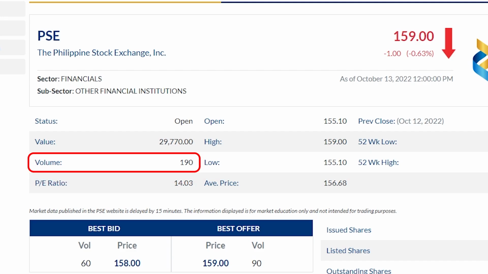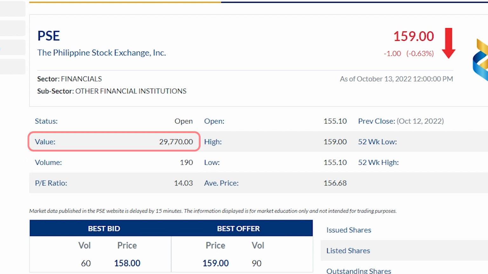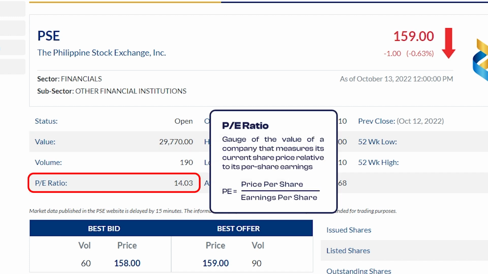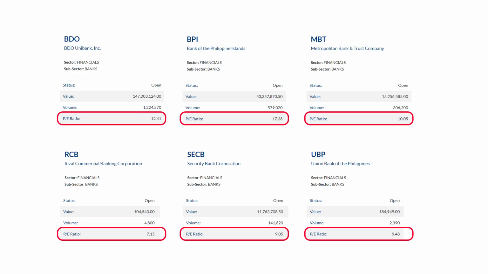The volume indicates the number of shares traded within the day. The value is computed by multiplying the volume by its stock price, representing the total amount traded for the day in Philippine pesos. PE ratio, or price-to-earnings ratio, is a gauge used for valuing companies. It is computed by dividing the stock's current price by its year-end earnings per share. The PE ratio of a company is viewed in comparison with the industry's PE or with the PE of peer companies. Through the comparison, one will be able to gauge which company has a higher or lower valuation.